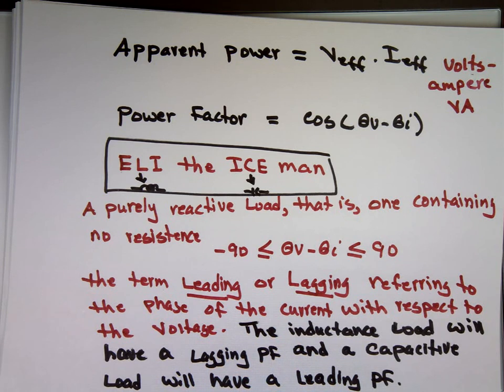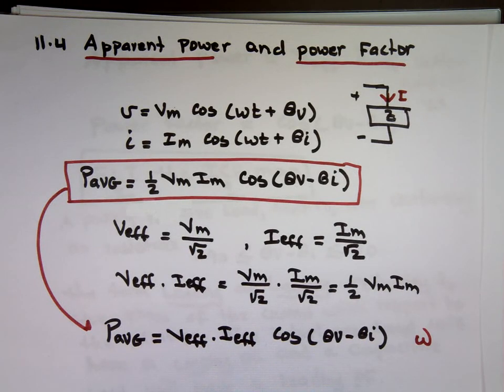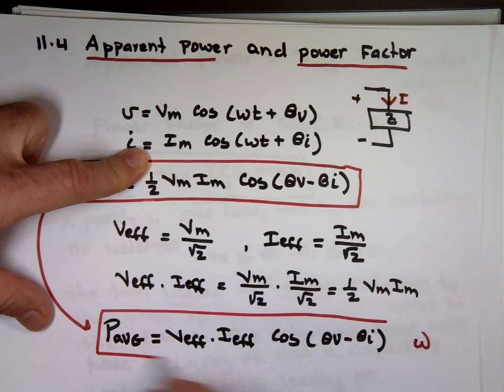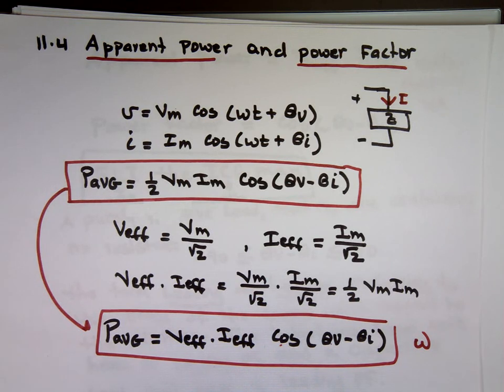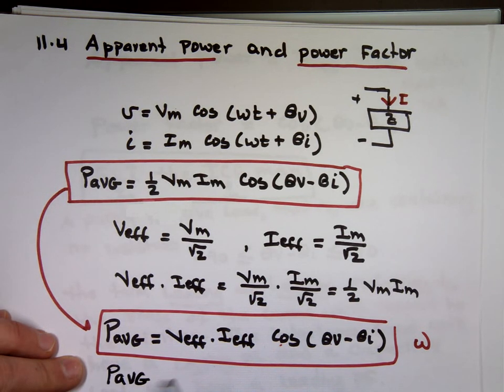Okay, let's take an example. But by the way, just going back to that equation right here. If I don't want to write cosine of theta V minus theta I, I can write what? What was that term? That's the power factor. So a lot of times you'll see me write that equation: P average equals V effective times I effective times the power factor, because cosine of theta V minus theta I is the power factor. Just a heads up there.